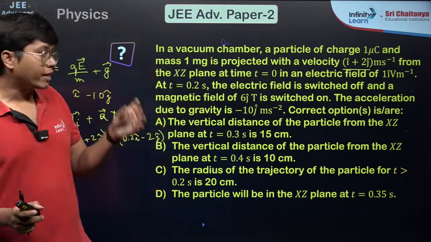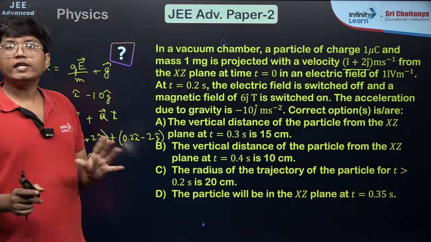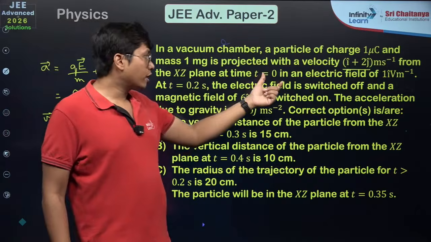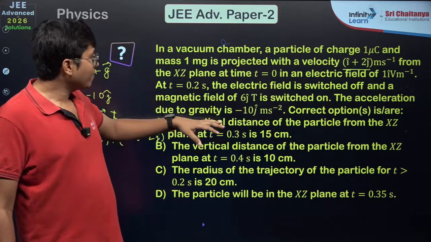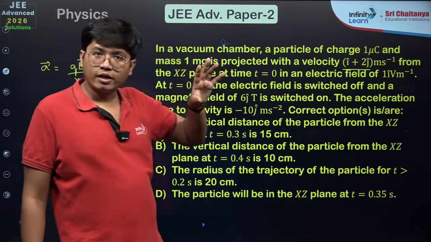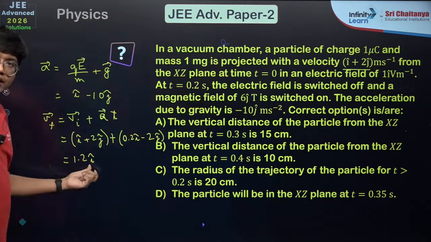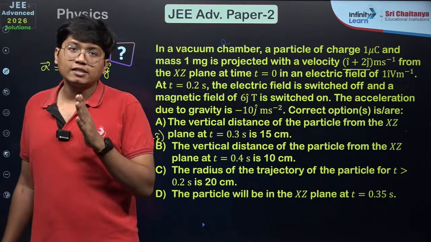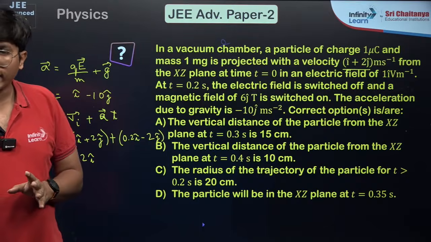Now at the end of 0.2 seconds, you turn off the electric field. Once you turn off the electric field, you now also turn on the magnetic field. Magnetic field you see is directed in the j cap direction. Now if the velocity is in the i cap and the magnetic field is in the j cap, the force it applies is in the k cap direction, right?